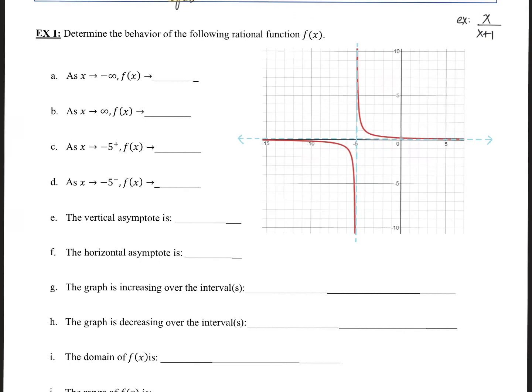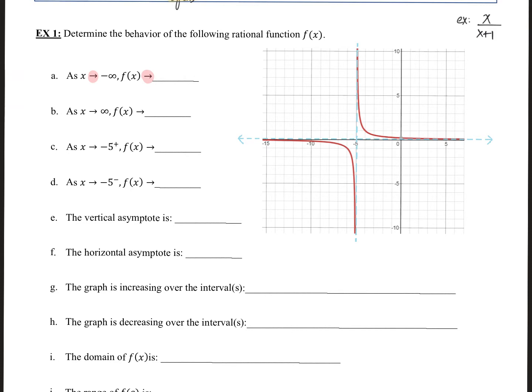We're going to introduce some new notation in this problem. For part A, it says as x, and then we have a lot of symbols going on here. What do these all mean? What this is saying is as x approaches negative infinity, f of x approaches what? Let's take a look. As x approaches negative infinity.